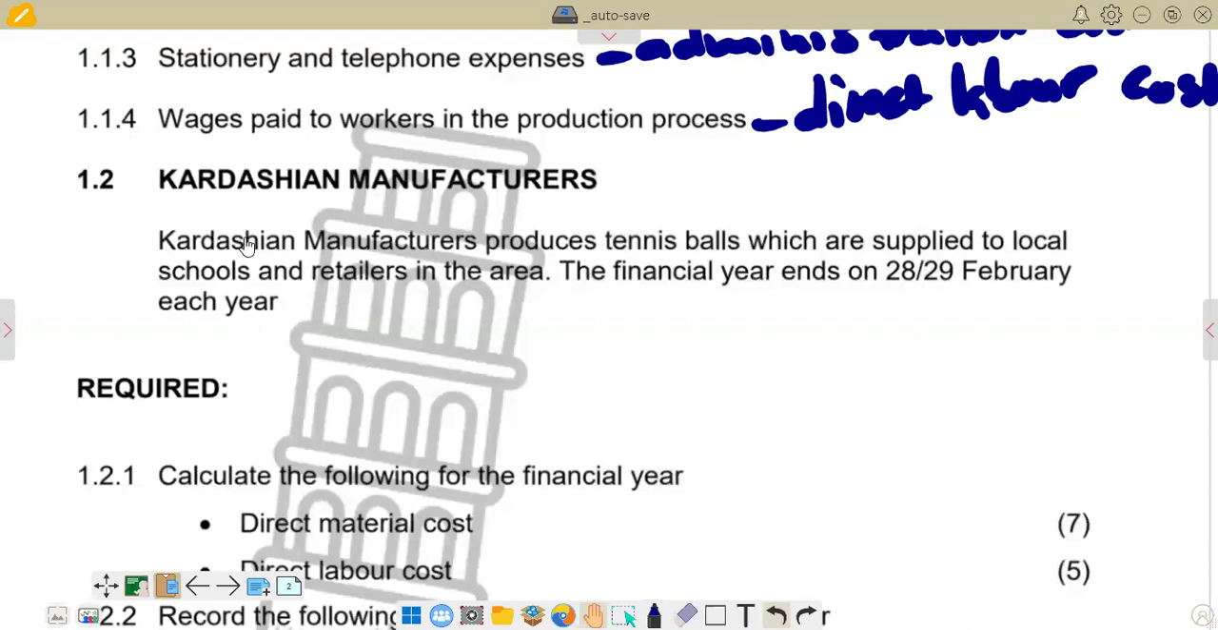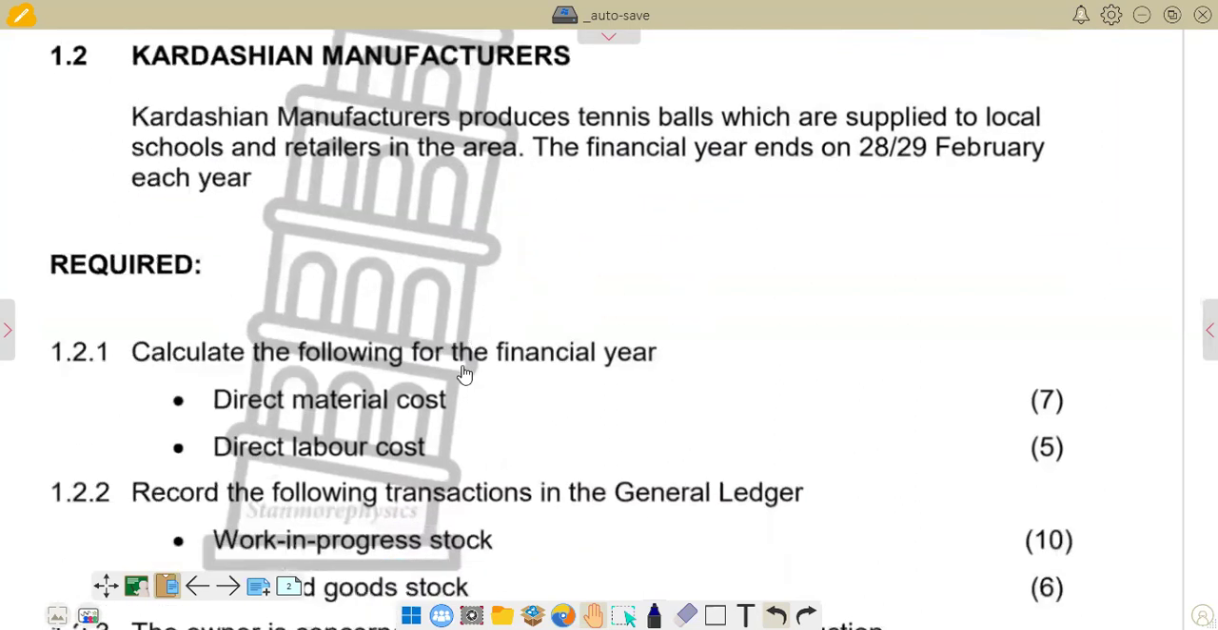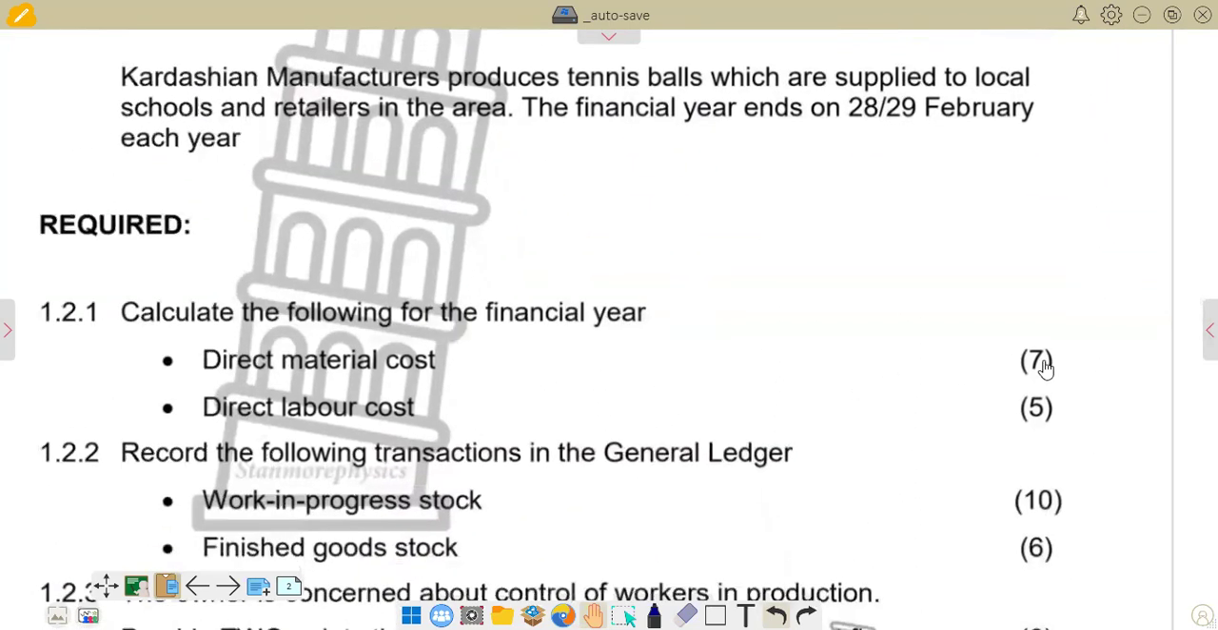On 1.2, it reads Kardashian Manufacturers. We are told Kardashian Manufacturers produces tennis balls, which are supplied to local schools and retailers in the area. The financial year ends on 28 or 29 February each year. For the required parts, 2.1 reads: calculate the following for the financial year. We are given the first item, which is direct material costs, for 7 marks, and then direct labor cost for 5 marks.